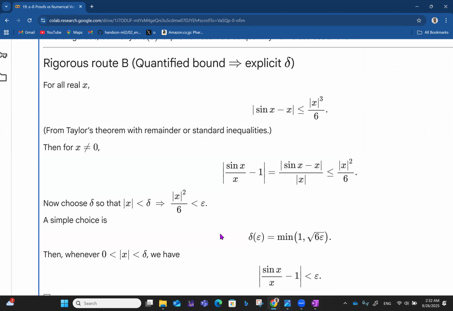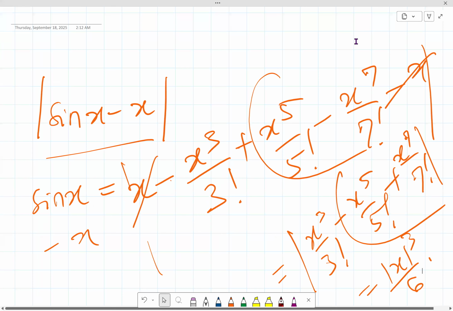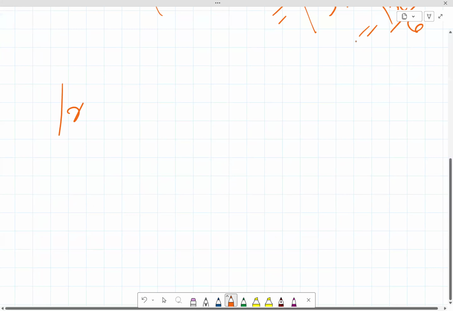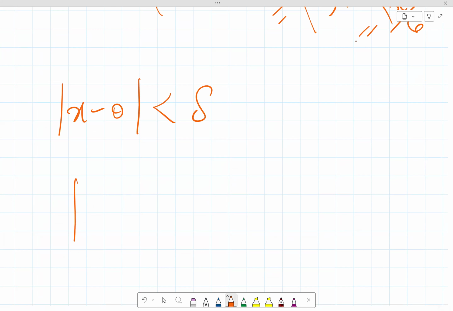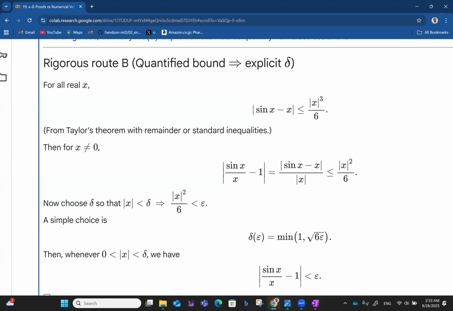I think what is happening there is we have 6 delta equals x squared. We have absolute value of x less than delta. Since we are using that construct for limit, we have absolute value of x minus 0 less than delta, which would imply absolute value of sine x over x. Okay, let me go back to see that now.